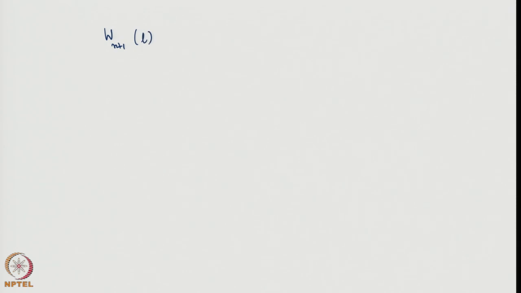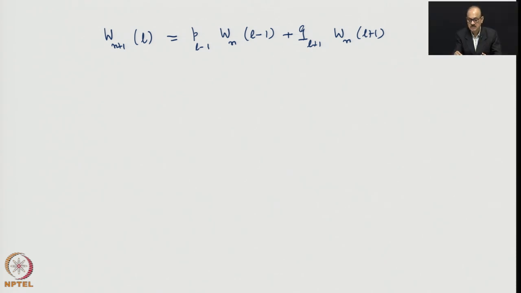W_{n+1}(L) will be P_{L-1} W_n(L-1) plus Q_{L+1} W_n(L+1). And that is all. It is a nearest neighbor problem, only one flea at a time. So contribution to L can come either from L minus 1 with the propensity P_{L-1}, or it can come from L plus 1 with the downward transition propensity of Q_{L+1}. So the problem is well defined.